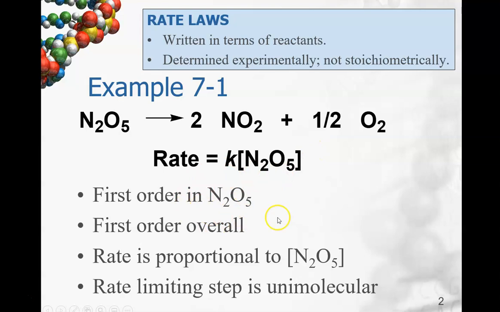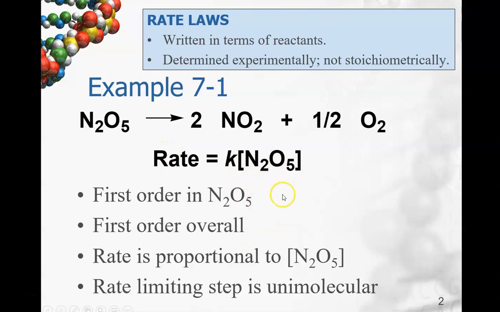So that means that the reaction is considered to be first order in N2O5, first order overall, and we can see that the rate is proportional to N2O5 because if you double the N2O5 concentration, you double the rate. If you triple the concentration, you triple the rate.